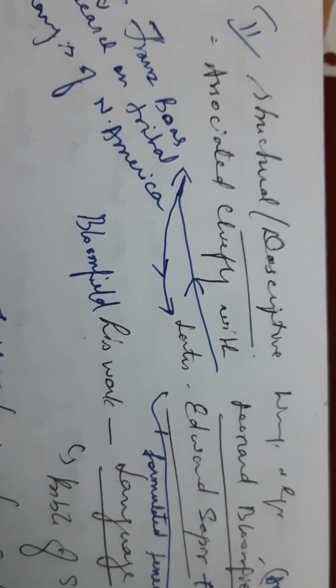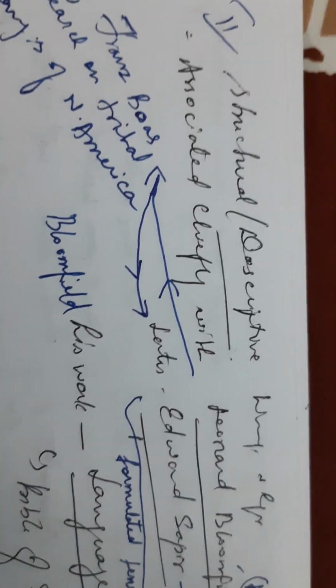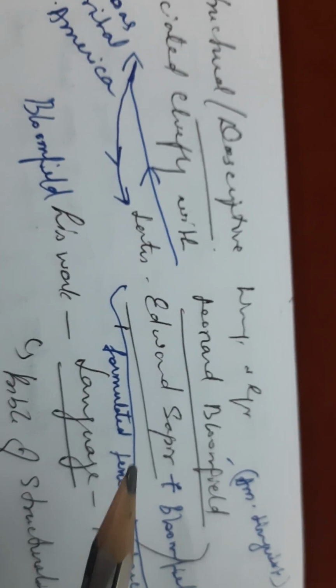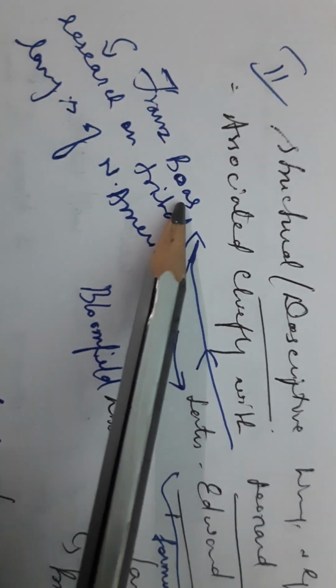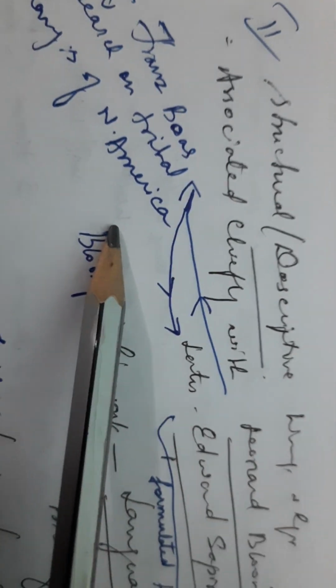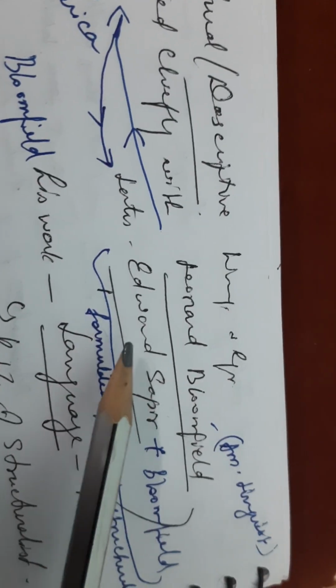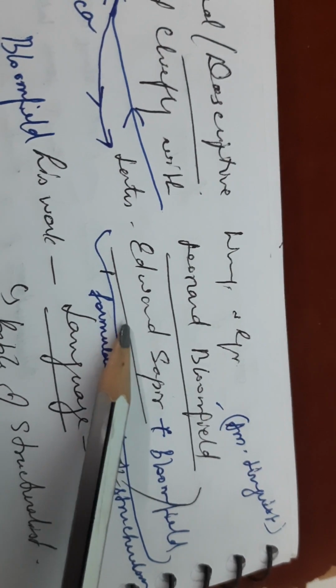So next we'll go on to the second type of grammar, that is structural or descriptive grammar. Okay, so this is actually associated with American linguist Leonard Bloomfield. Later on it was also developed by one more man, that is Franz Boas. He did research on tribal languages of North America, and later one more name to be associated with this type of grammar, structural or descriptive grammar, is Edward Sapir.